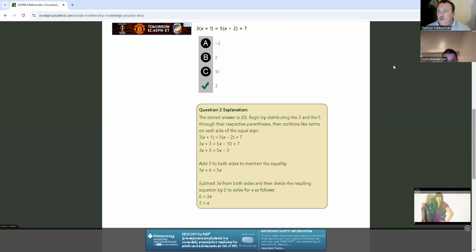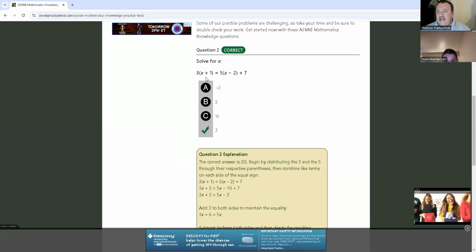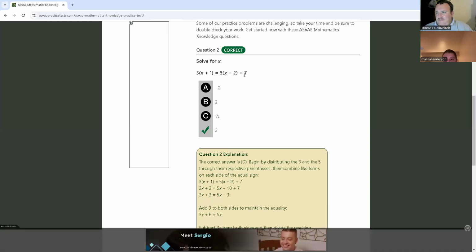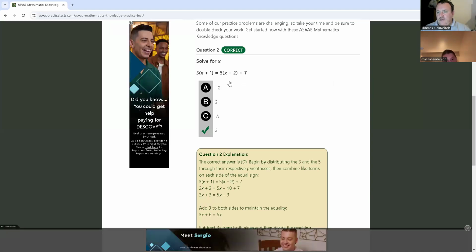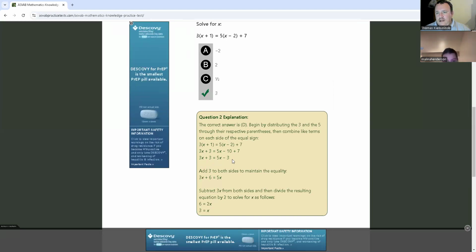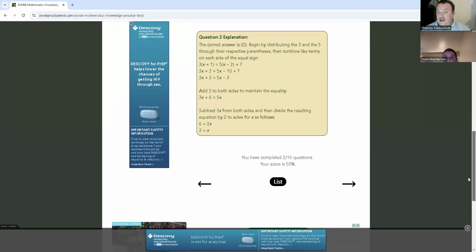beginning with the distribution of three, which means 3 times x plus 1. So it would be 3x plus 3, and then equals 5x, and then there's a positive and a negative. Here they go down the steps and break down the steps. There's 3, and add both sides. It shows it right there. Subtracting this, the equation there. Boom, got the answer correct. So you got 1 out of 2.